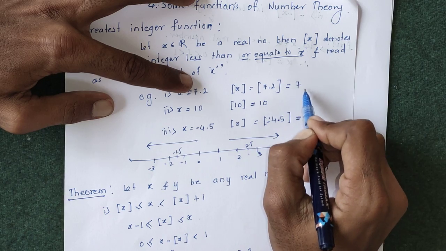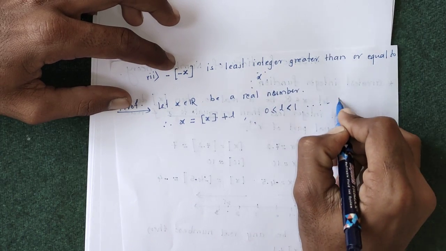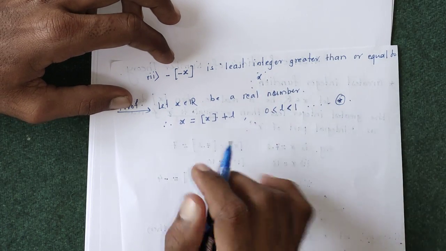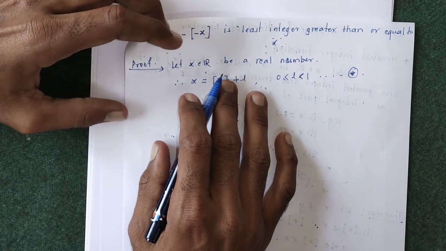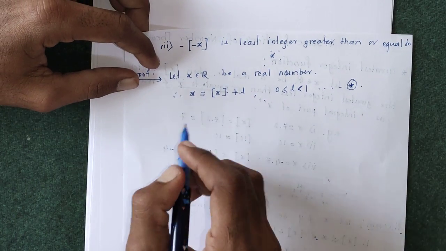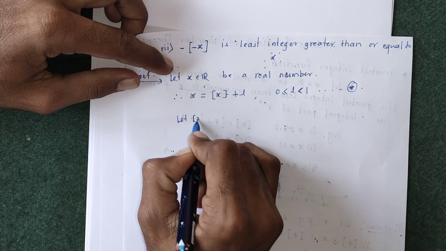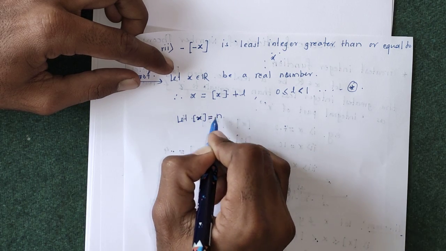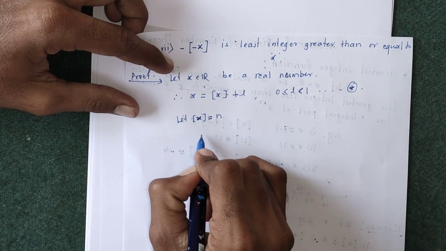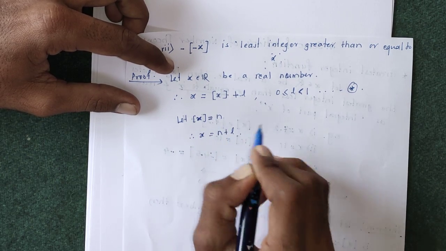0.2 plus the integral part of x is that x. So, we can express this x in this form. Call this equation star. We are going to use this equation in almost every property. Now, suppose this integral part of x is equal to n. We are going to take this integral part of x equal to n for some cases. Therefore, we can express x as n plus L.